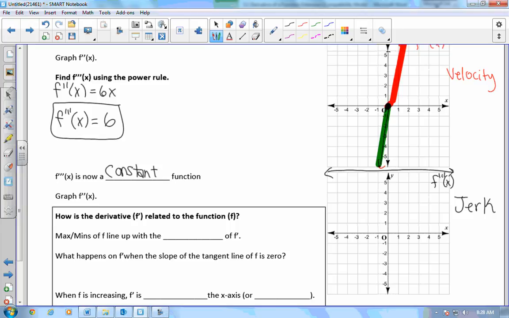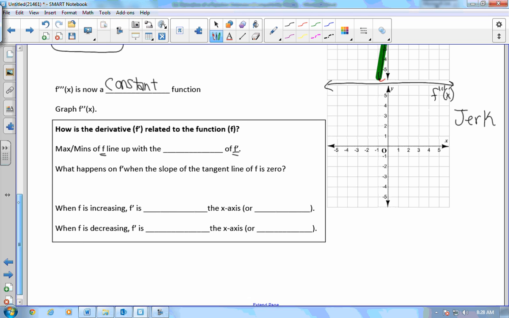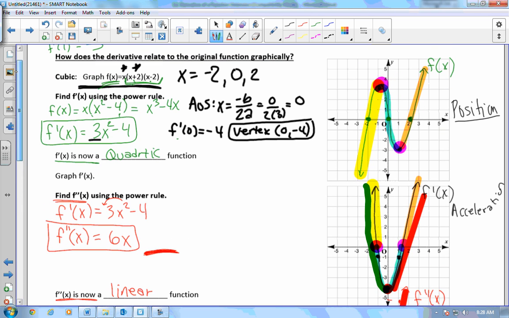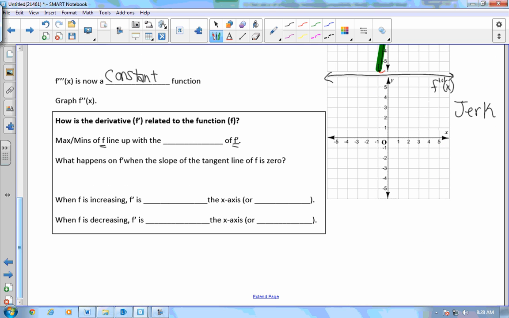Okay, so a few things of what relationships you see on the graph. Maxes and mins of f line up with the what of f prime? So look at the first one. Maxes and mins of f line up with what of f prime? The zeros, the x-intercepts, or the solutions. Okay, so I'm going to put x-intercepts.